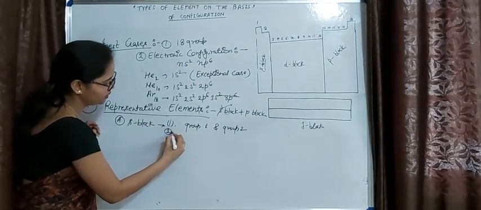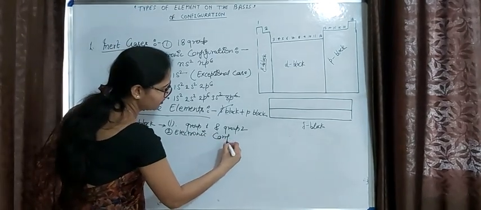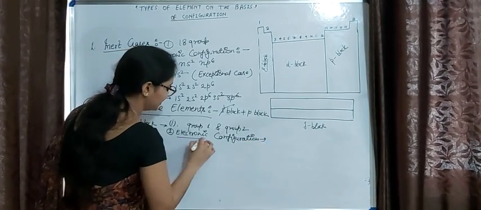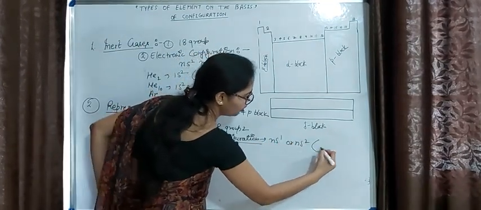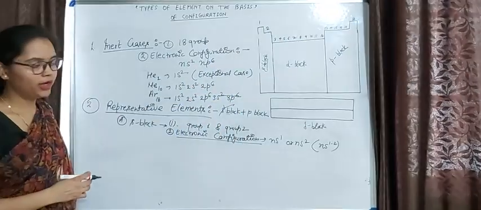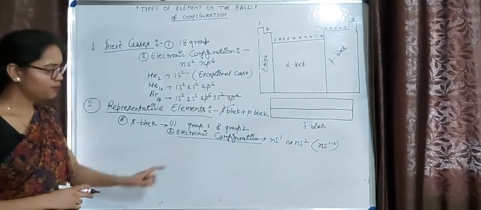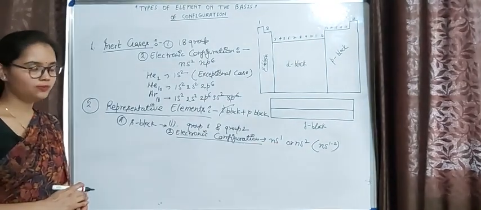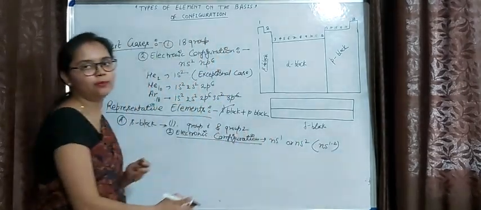Second point is about electronic configuration. These elements represent ns1 or ns2, or collectively you can write ns1 to 2 type of electronic configuration. All the elements belonging to the first group will show ns1 configuration, and all the elements belonging to the second group will show ns2 configuration. Collectively, S block elements represent ns1 to 2 type of electronic configuration.